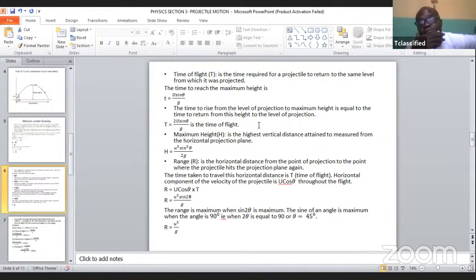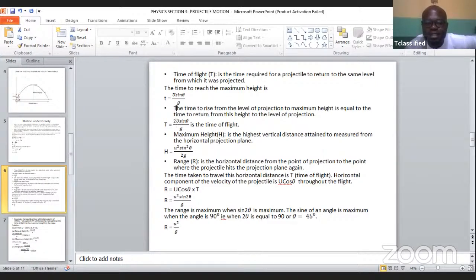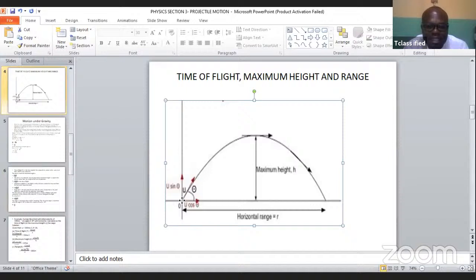T equals 2U sine theta over g. The difference is that the time to reach the maximum height, if you double it, if you multiply it by 2, gives you the total time of flight. If you look at this, the time taken to go from here to here is the time to reach the maximum height, whereas time of flight is the time taken from here, up here, and down here. So 2 times the time to reach the maximum height is the time for the total flight.